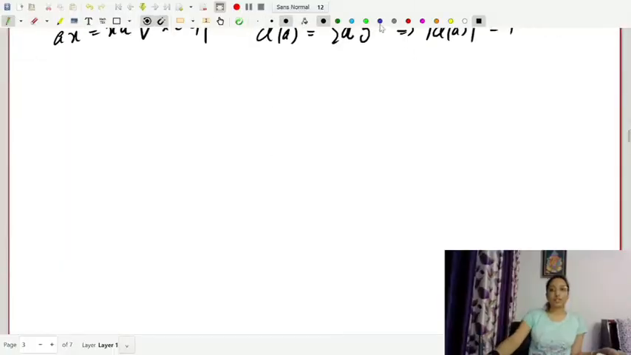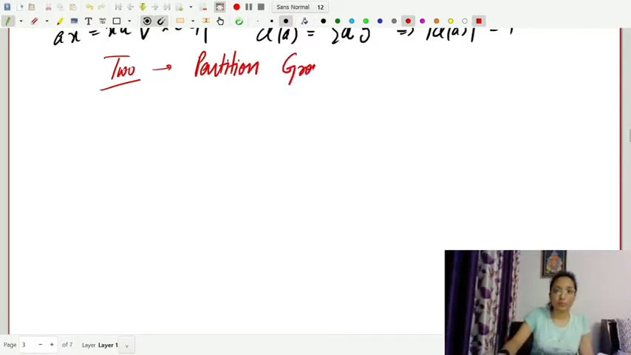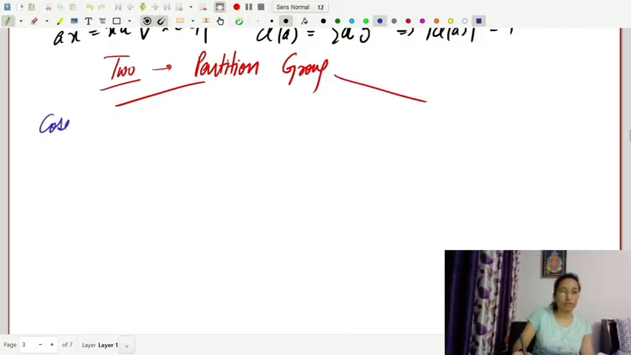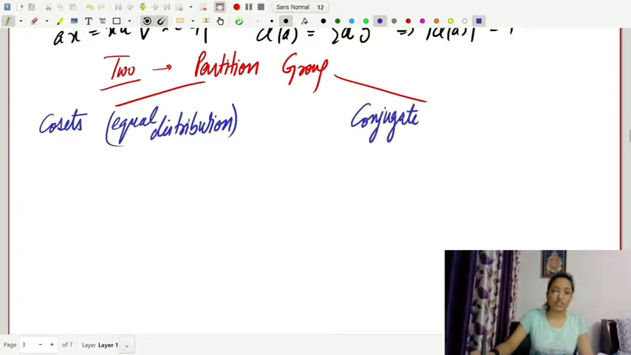We have studied two methods to partition a group. First is by forming cosets, which have equal distribution, as order of H is equal to order of Hb is equal to order of H. And the second is conjugate classes, which has unequal distribution.